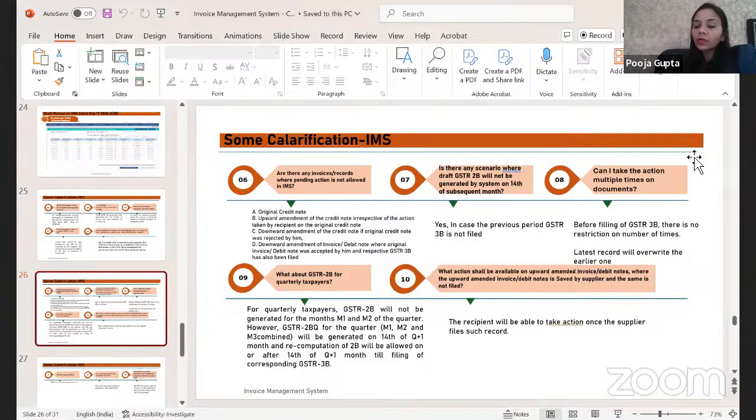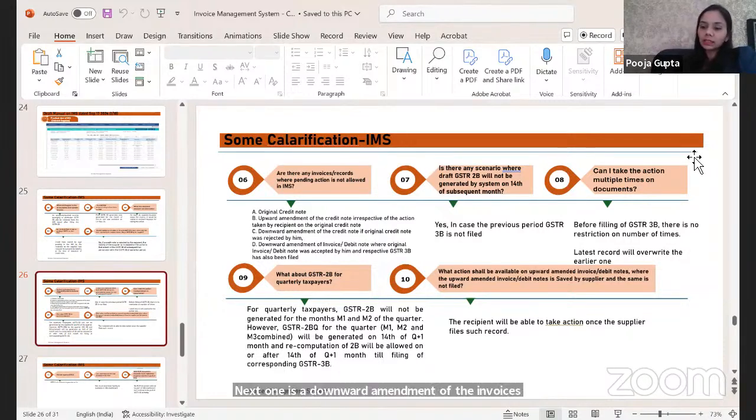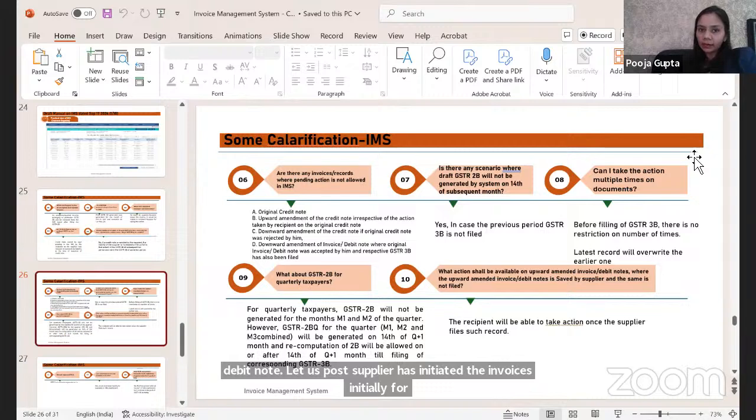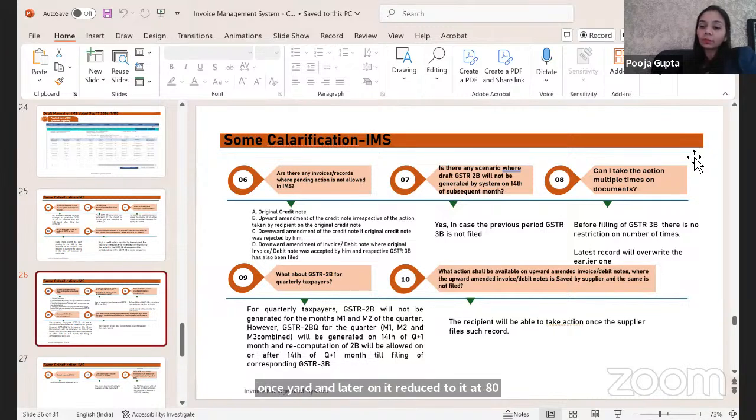Next one is the downward amendment of the invoices or debit note. Let us suppose the supplier has issued the invoice initially for 1 crore and later on reduced it to 80 lakh. A downward amendment in the invoices should be either accepted or rejected. We cannot keep this item as a pending item in our IMS dashboard.